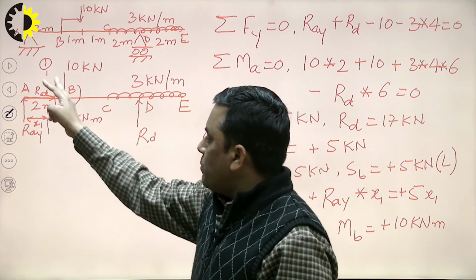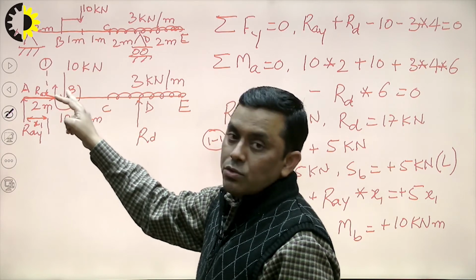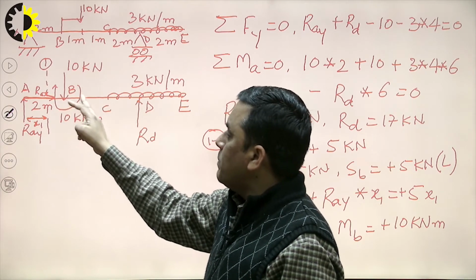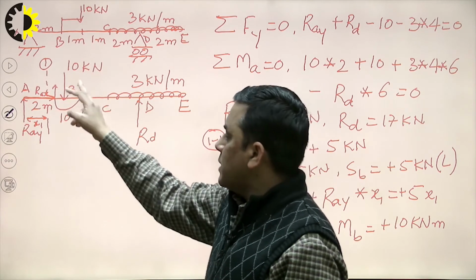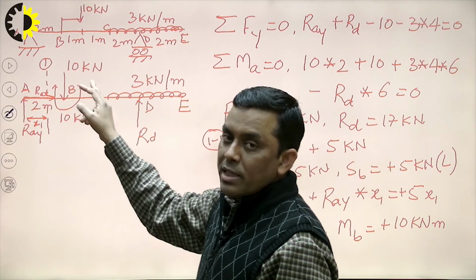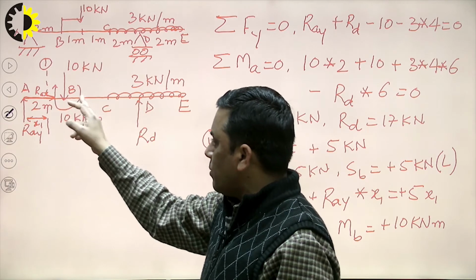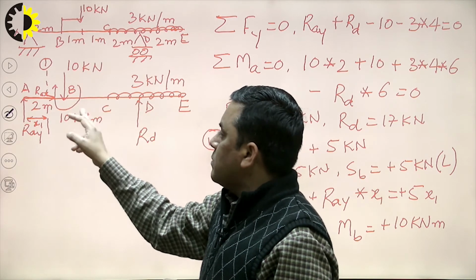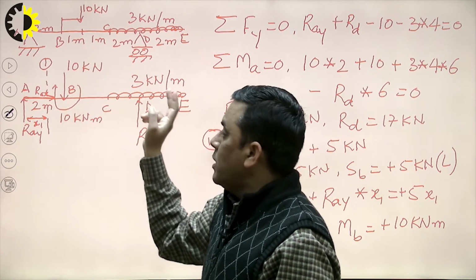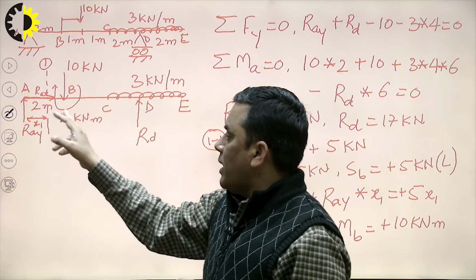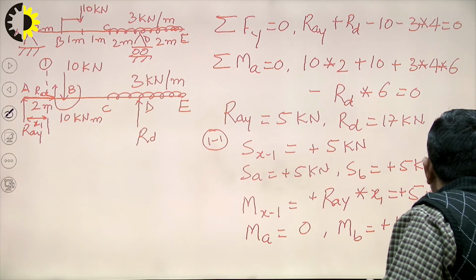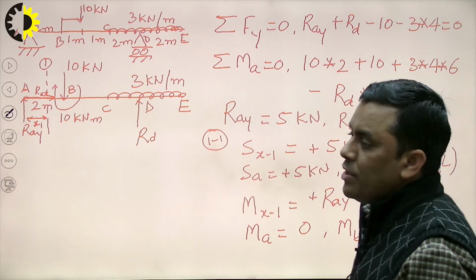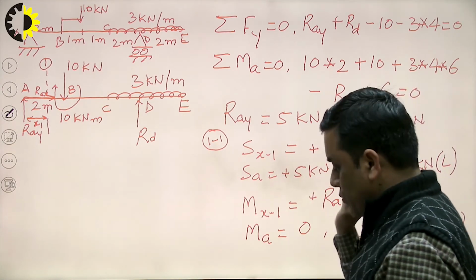Similarly, there is a point moment also, a pure moment, a couple of 10 kilonewton meter at B. If I am on the left side of the point B, then this 10 kilonewton meter will not be in consideration, but whenever I am coming towards right of the point B, then this will be taken in consideration. So, here the section is on the left side. I will write here that this value is for left side of the point B. So, here we are getting two values.